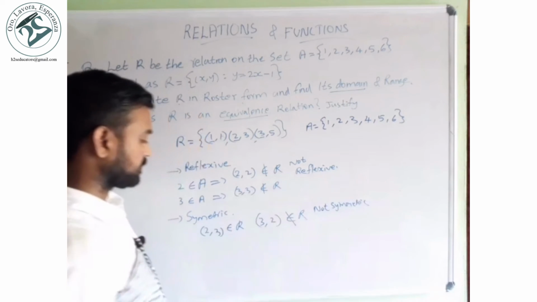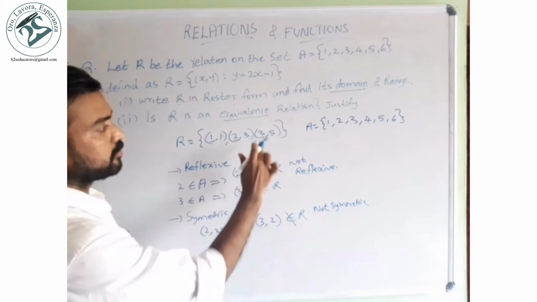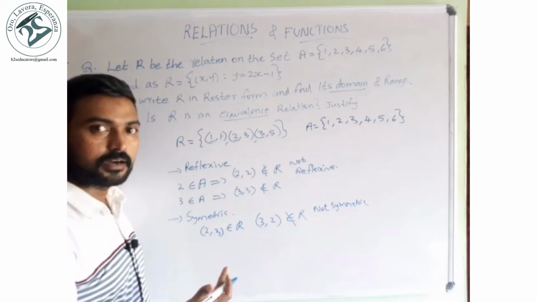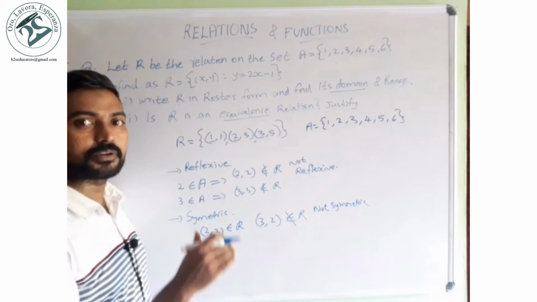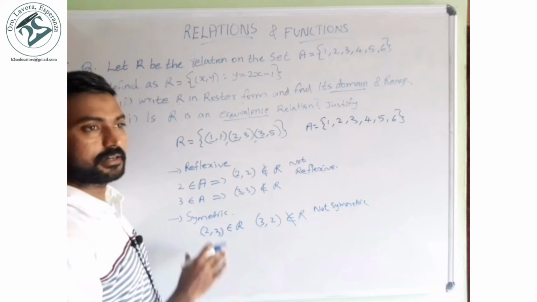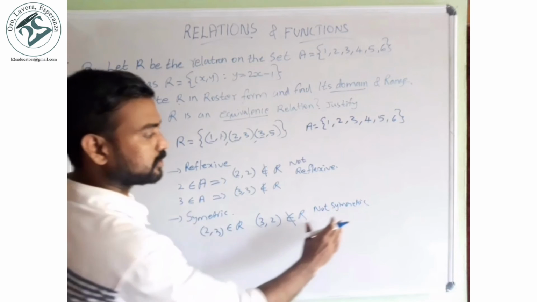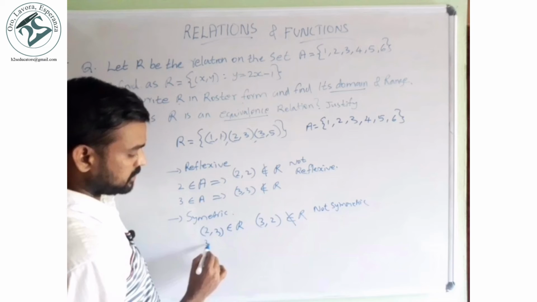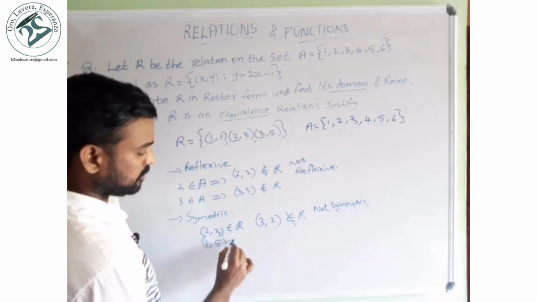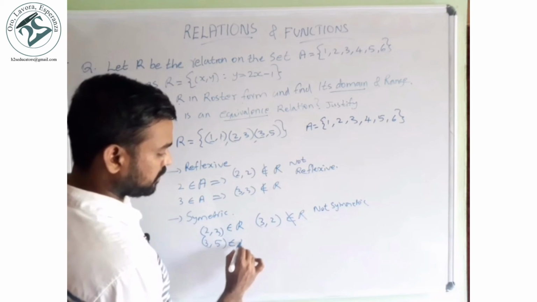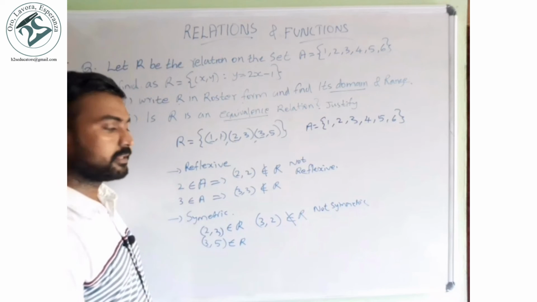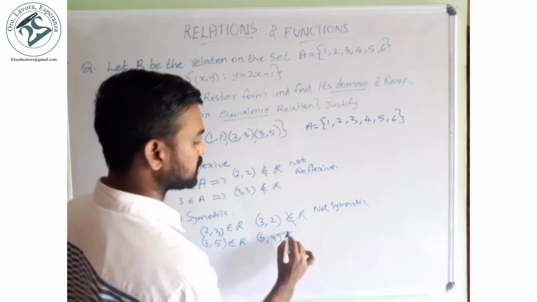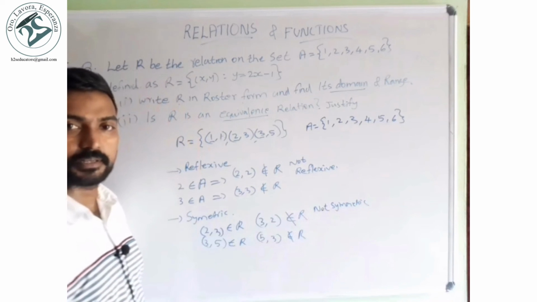Not only this case, one more element is there. (3, 5) is an element. In such cases (5, 3) is also required to be an element in the relation. But it is not there, so it is not symmetric. It is not required to write all of them. If you write it, no problem. Just to understand, I am writing here. Here (3, 5) is an element in R, but (5, 3) is not an element in R. Therefore, it is not symmetric.